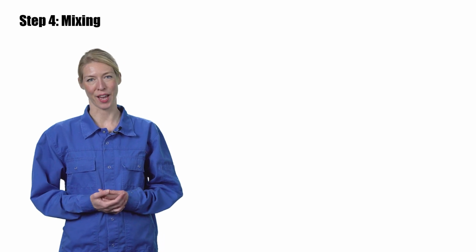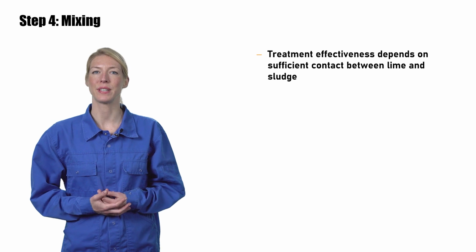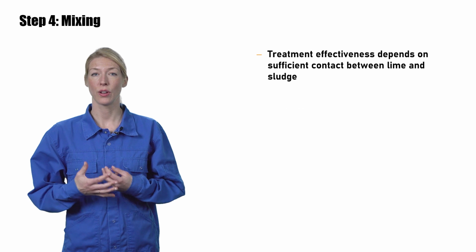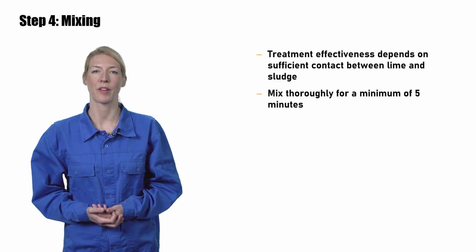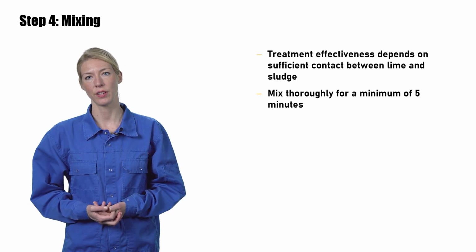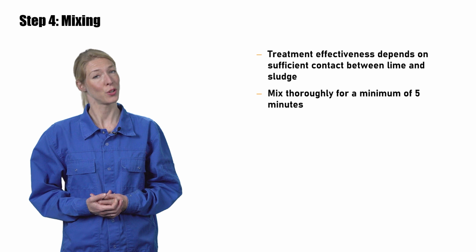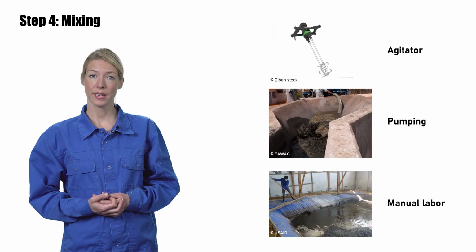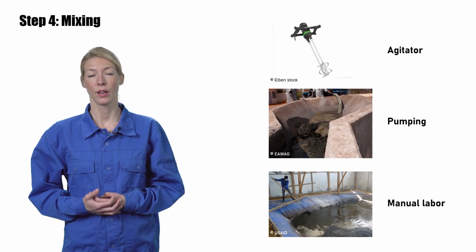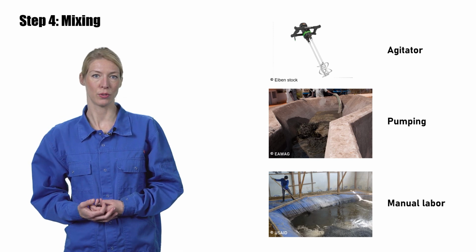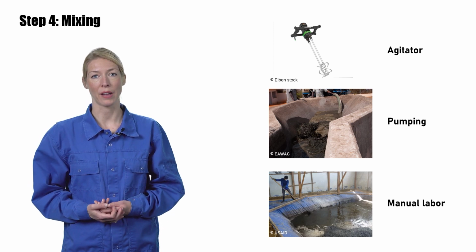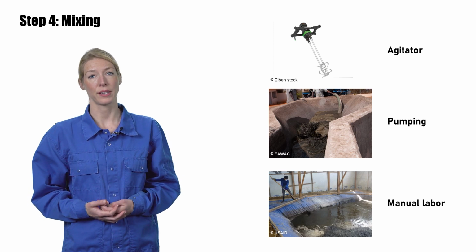Mixing is where the magic happens. The effectiveness of treatment depends on sufficient contact between lime and the sludge. So mix thoroughly for a minimum of 5 minutes until the lime slurry is fully incorporated in the sludge. This is the most important step, so don't cut it short. Mixing can be done with an agitator, a pump, or manually. Choose a method that is available to you locally. Mechanical options are preferable over manual mixing because manual mixing can be tough.